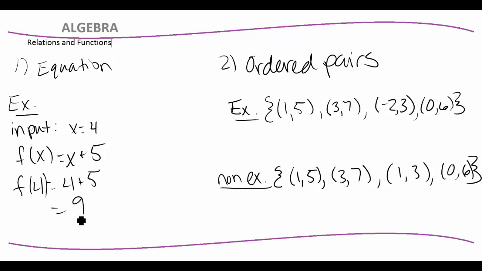We can also represent functions using ordered pairs. Here's our example. Here's a list of ordered pairs: (1, 5), (3, 7), (-2, 3), (0, 6). The first value in each ordered pair is an input value for the function, and the second value in each ordered pair is an output value of the function. Notice none of the input values repeat. They're all different. Thus, the set of ordered pairs represents a function.